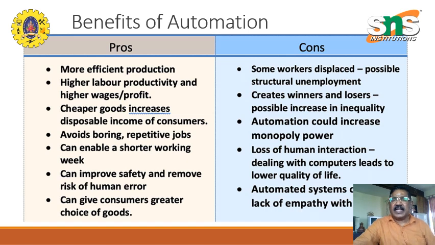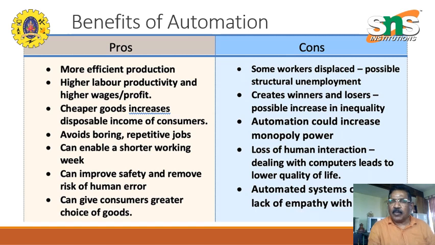What are the negative things of automation? There is always a resistance from the workers, because some workers can be displaced. Like during the revolution of the telephones, many people got displaced. Many people went out of jobs because the wire connections got reduced, and then the entire section itself was removed. Some workers are displaced. Possible structural unemployment happens. It creates winners and losers. There's always a threat that is running behind you.